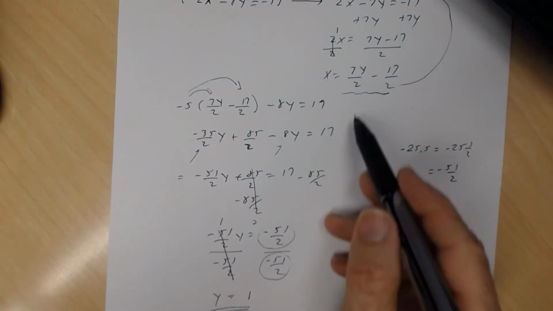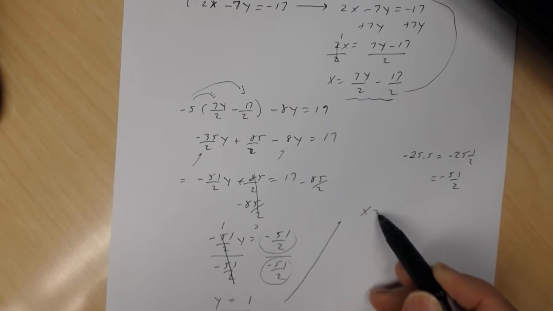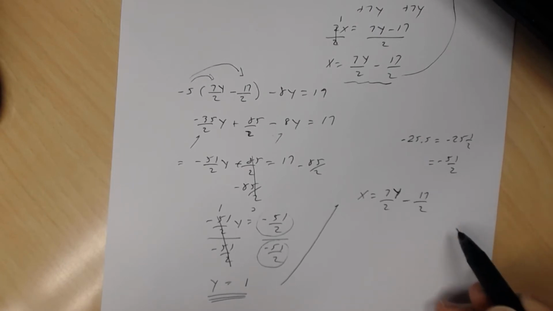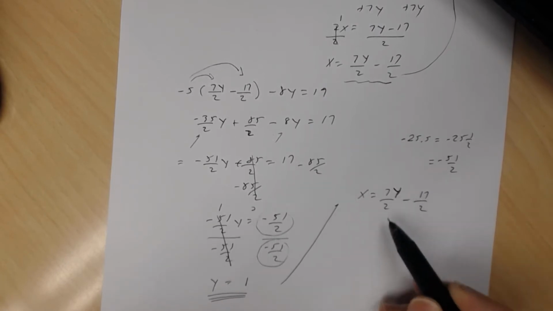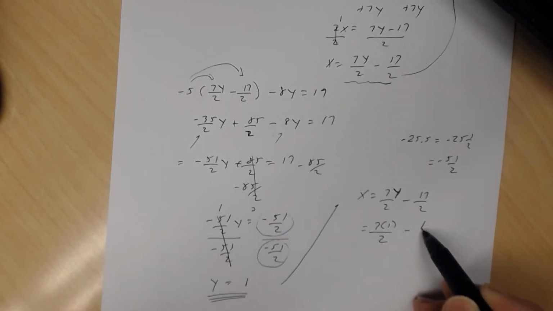Okay, so let's go back to this one. So here's what I get. I'm going to go back to this one where x equals 7y divided by 2, minus 17 divided by 2. All right, so in place of y, I'm going to substitute 1. So I get 7 times 1 divided by 2 minus 17 divided by 2.